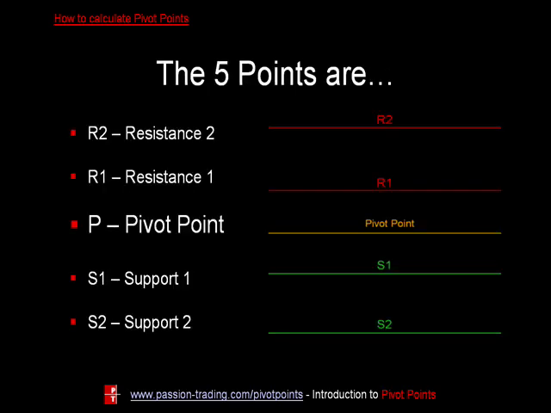So our 5 points are, beginning in the middle with the pivot point, then above that we've got R1 or resistance 1, R2 or resistance 2, and on your chart below the pivot point you'll find your S1 or support 1 and S2 support 2. This is the order that you'll always see your pivot points on the chart. The resistance levels will be above the pivot point and the support pivots will be below the pivot point.